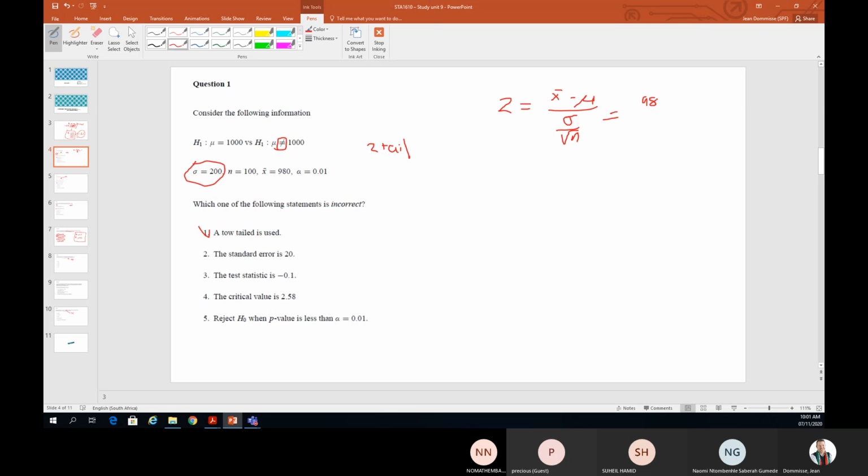980 minus 1,000. Sure, so that will be a negative number. So this is what we're working out at the moment.